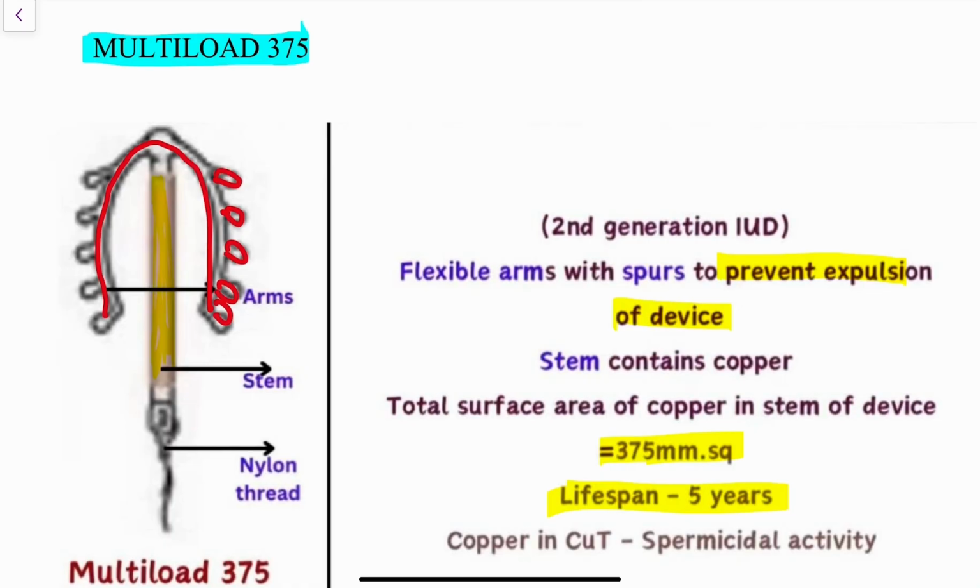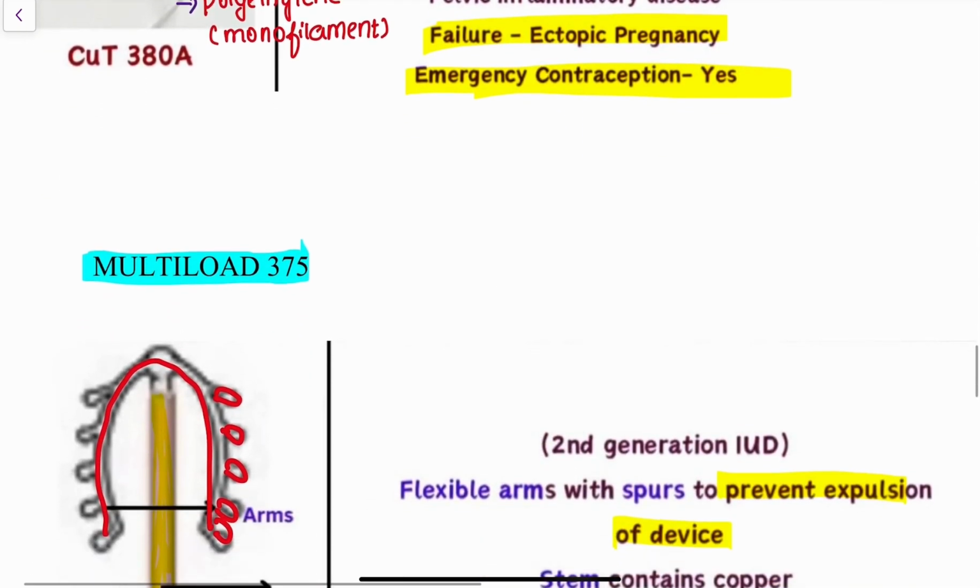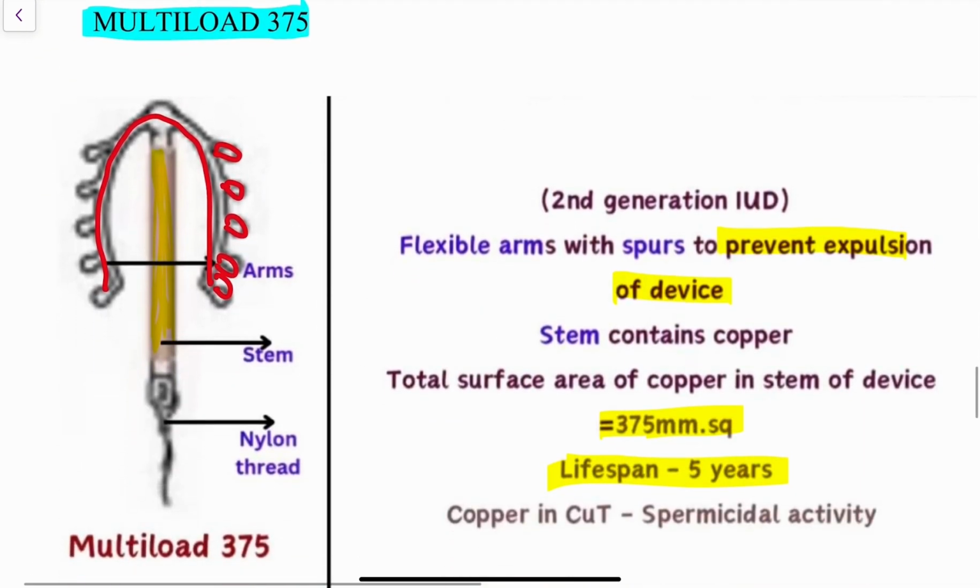So therefore, multi-load 375 is going to prevent the pregnancy, right? So the absolute risk of ectopic pregnancy is actually decreased with multi-load 375, right? So both the copper T380A and multi-load 375, sorry, let me correct it, both are copper containing intrauterine devices, right? One's lifespan is around 10 to 12 years and multi-load 375, the lifespan is around 5 years, right?